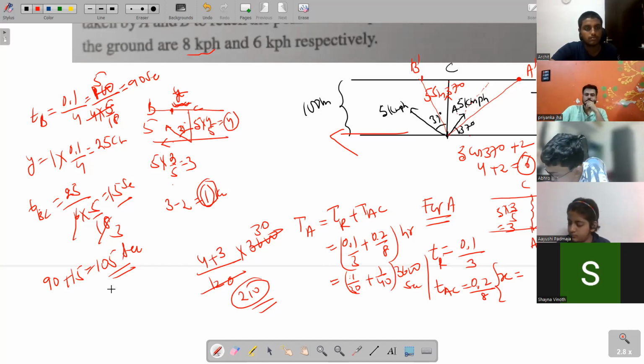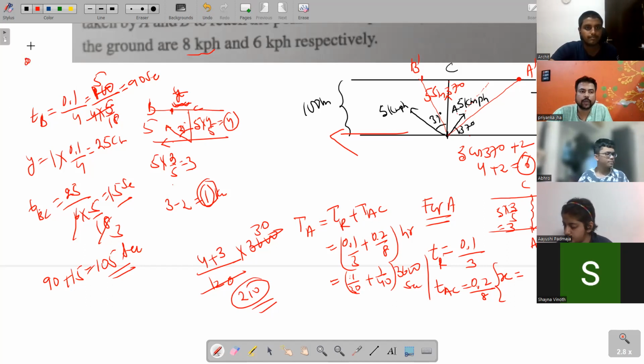So, how did you get 90, sir? 90, see na? Time taken to cross the river by B. So width is 0.1 kilometer. So 0.1 kilometer means 100 meter, right? Upon velocity, that is vertical velocity of B, that is 5 cos 37, 4. This is 4 kilometer per hour. So convert this into meter per second. Multiply by 5 by 18. Solve it, you will get 90 seconds. Okay.